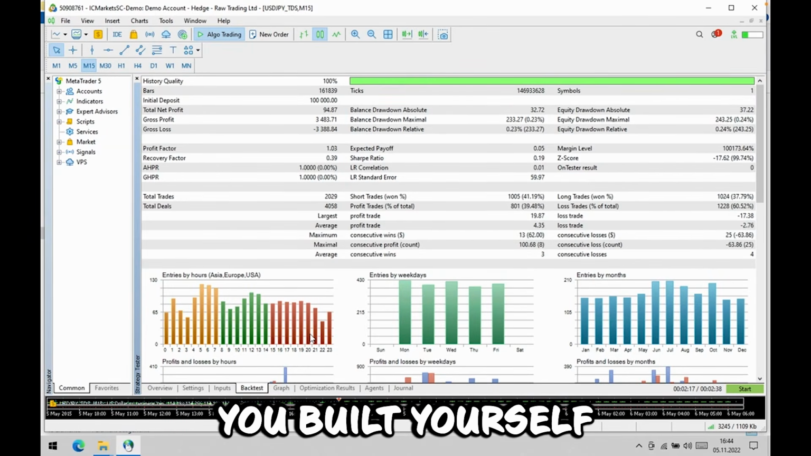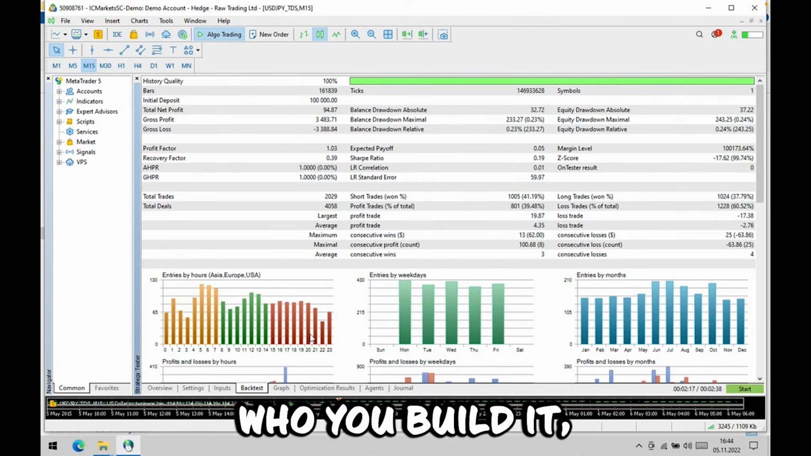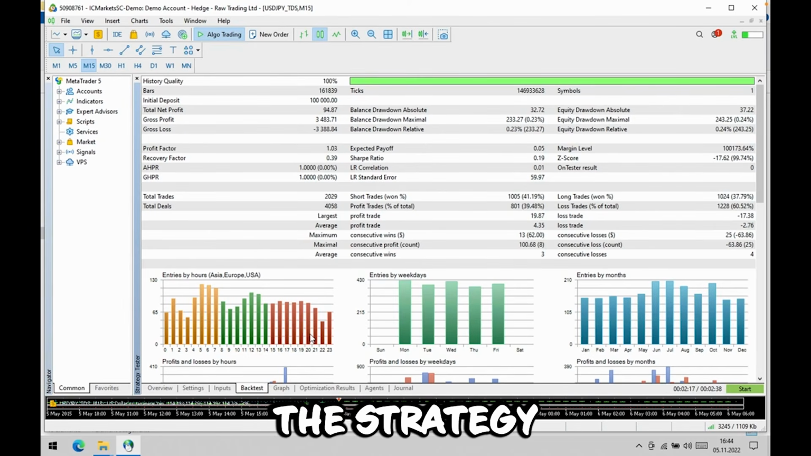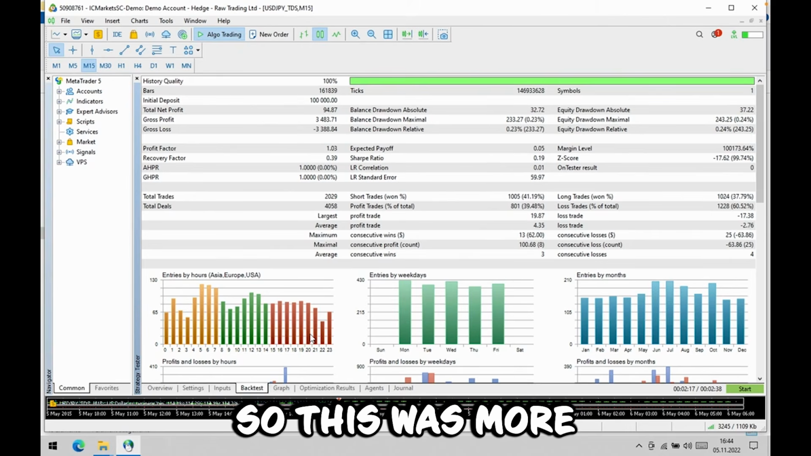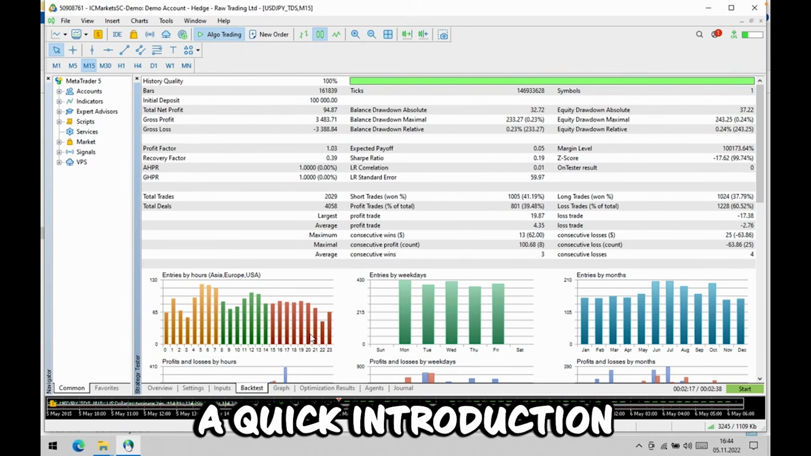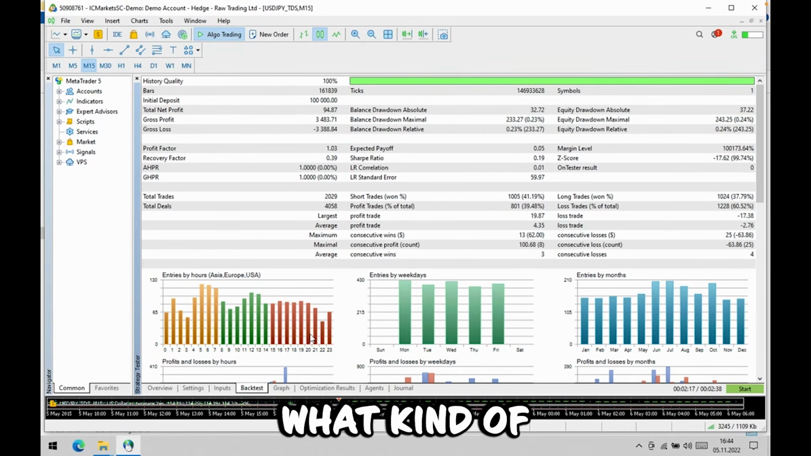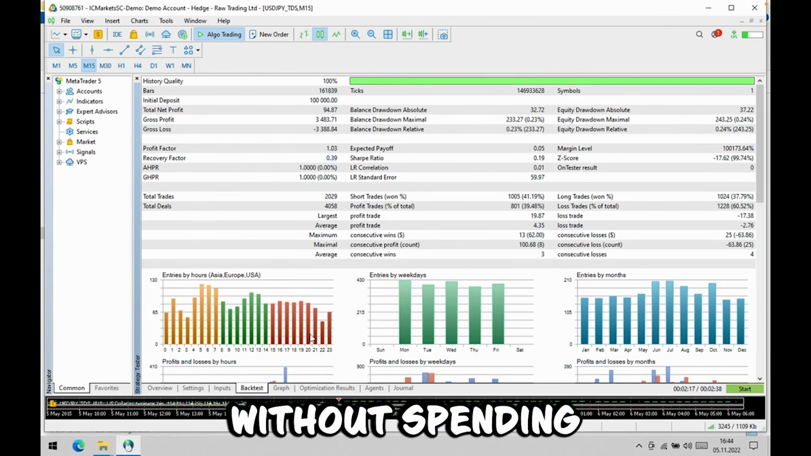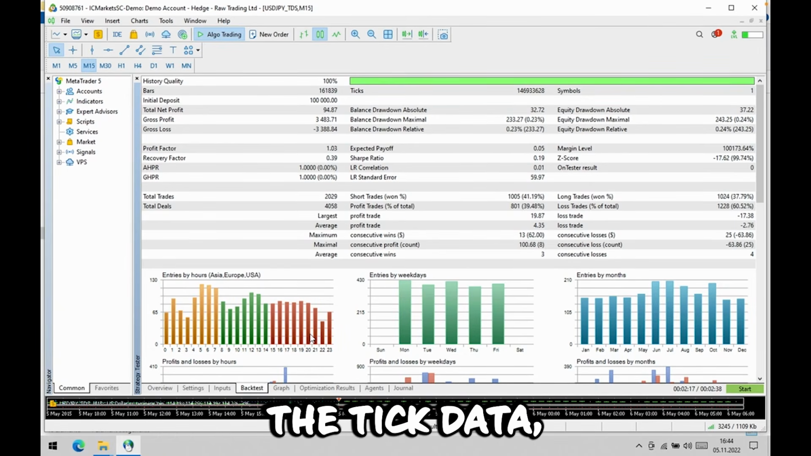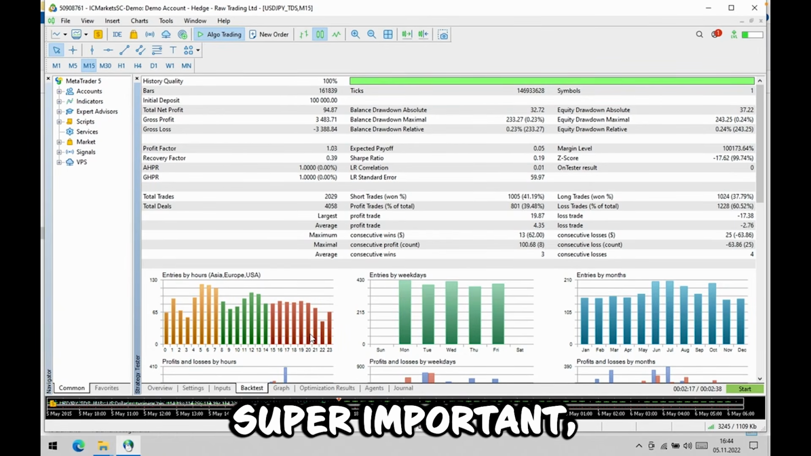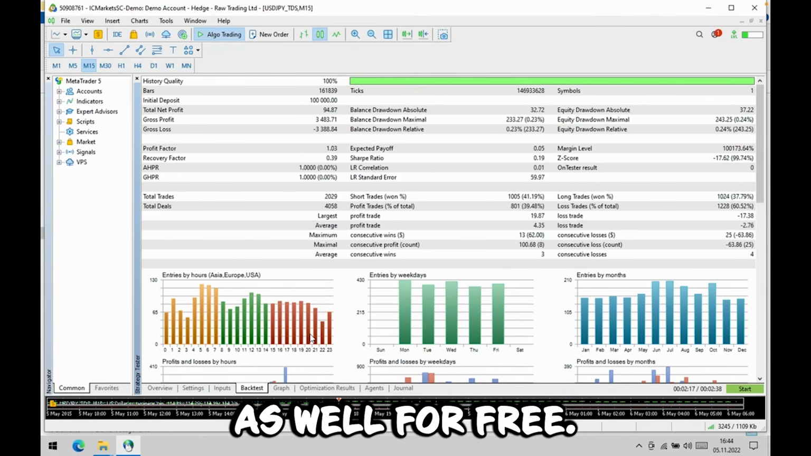Only things you build yourself, or you know the source, who built it, and who is maintaining the strategy is reliable. So this was more or less a quick introduction in algorithmic trading, what kind of software you can use without spending any money, and even the tick data, which is super important. We are giving this to you as well for free.